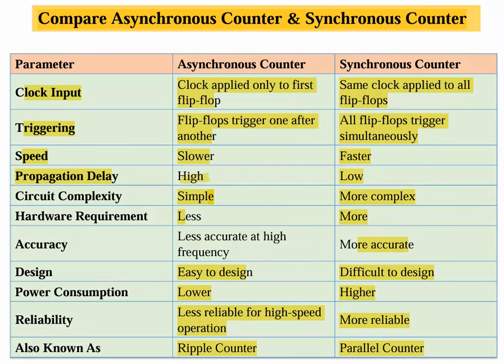Okay, so a 4 marks question can be asked in the examination for the comparison or difference between asynchronous and synchronous counter. So any 6 to 7 points you can write in the examination.